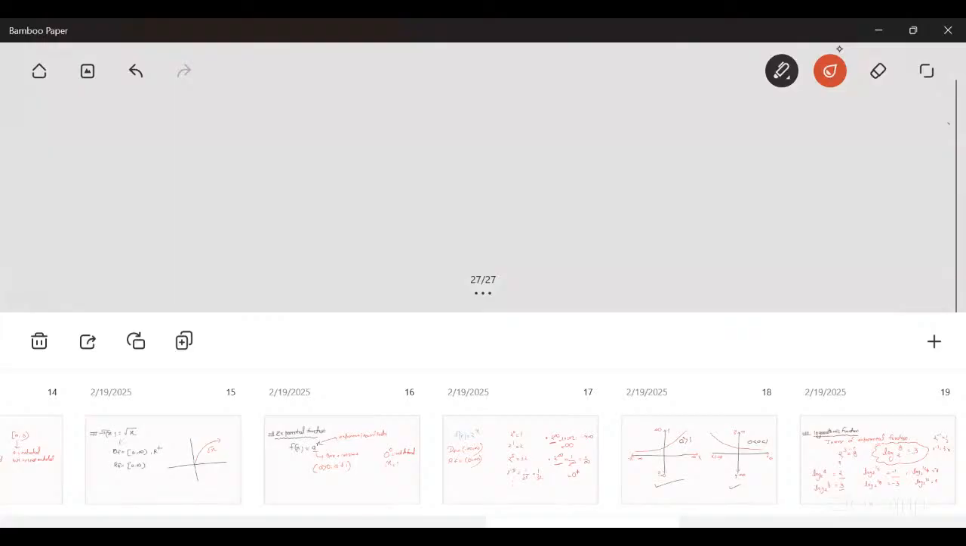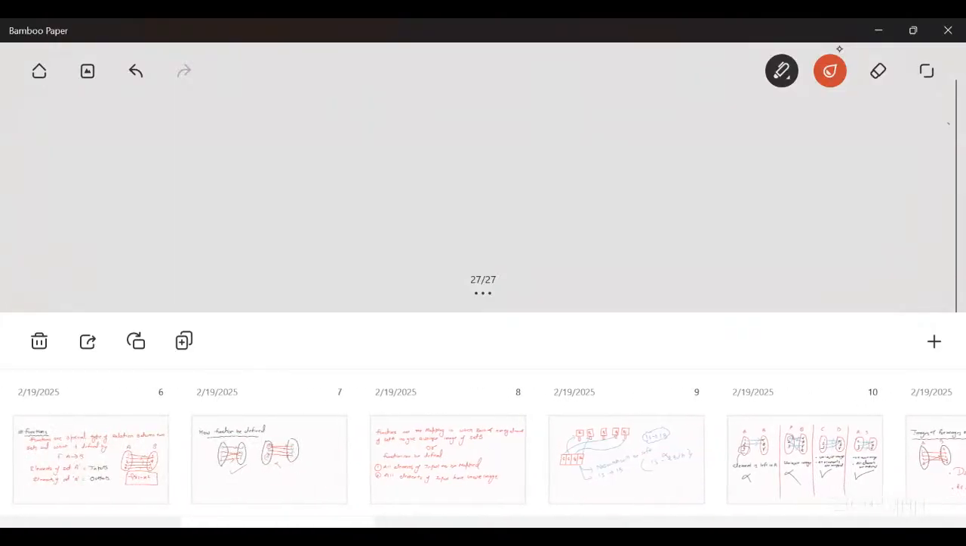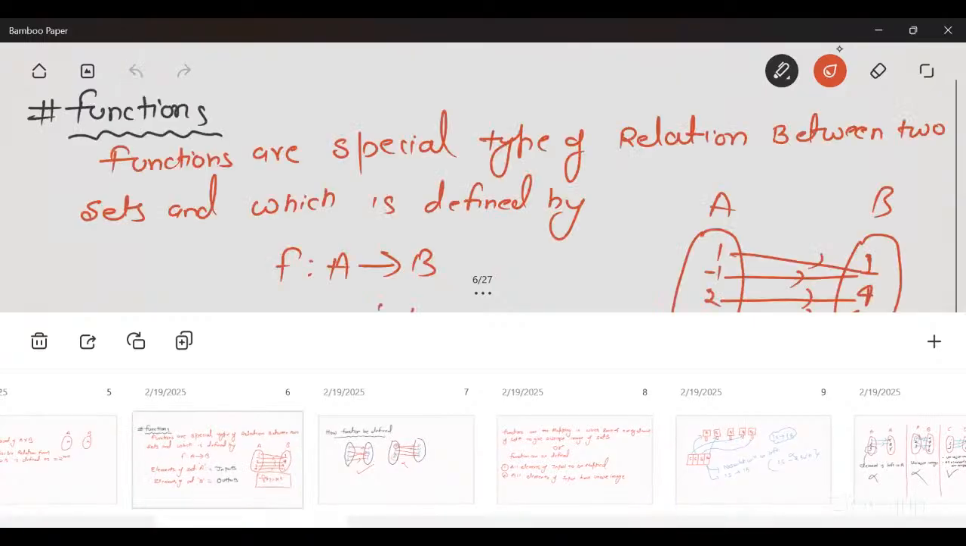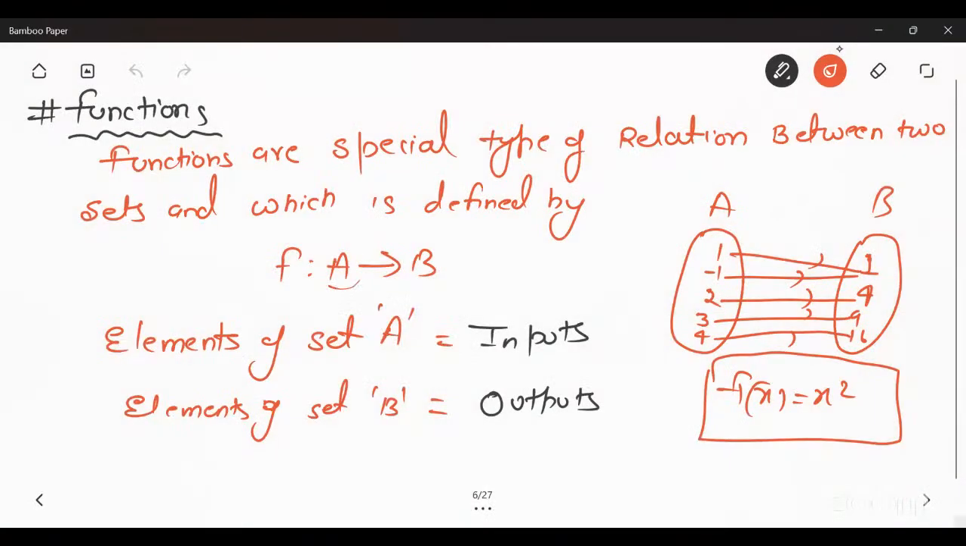So, hello everyone. In the series of revision classes, we have discussed function in our last class. So, firstly, what is a function? Function is a special type of relation from A to B, in which an element of A is known as the input, and an element of set B is known as the output. Function is defined from A to B, meaning from input to output. This is the pictorial representation of a function, known as mapping.